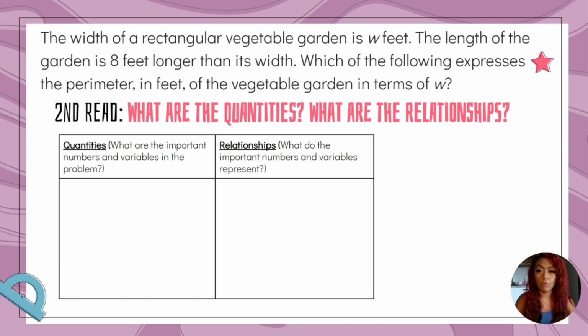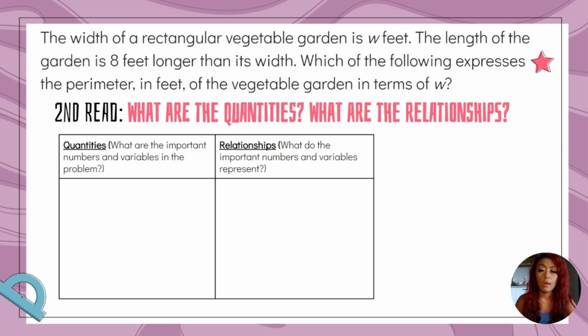Moving on to the second read. The width of a rectangular vegetable garden is W feet. The length of the garden is 8 feet longer than its width. Which of the following expresses the perimeter in feet of the vegetable garden in terms of W? What are the quantities and what are the relationships?